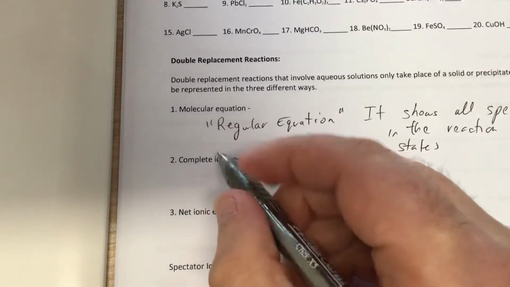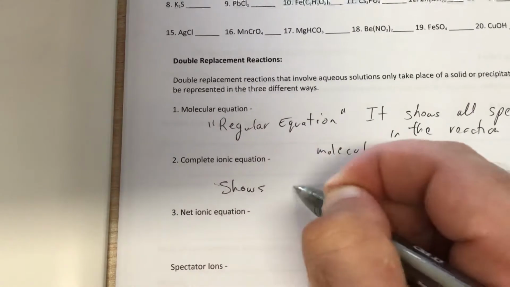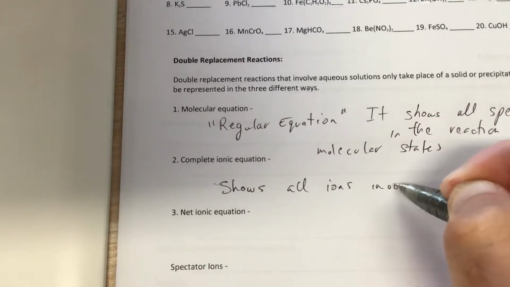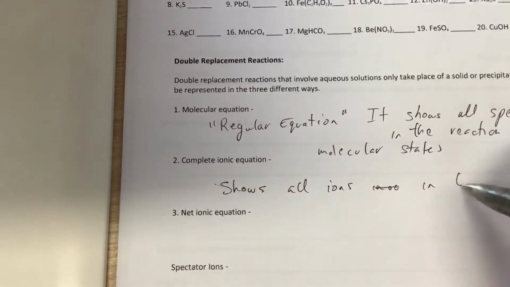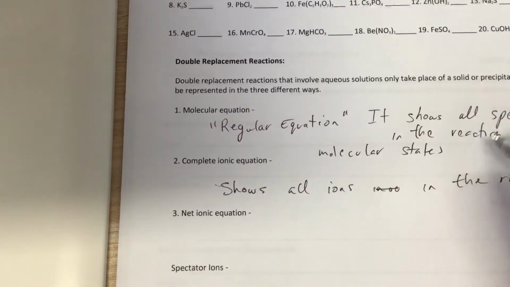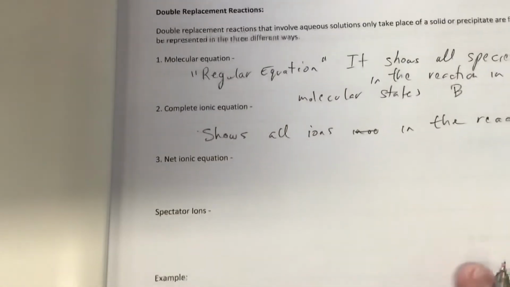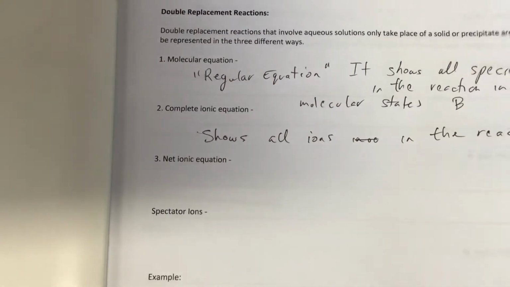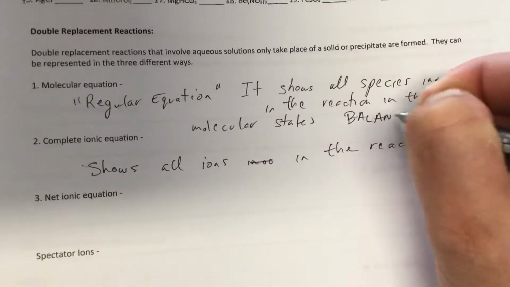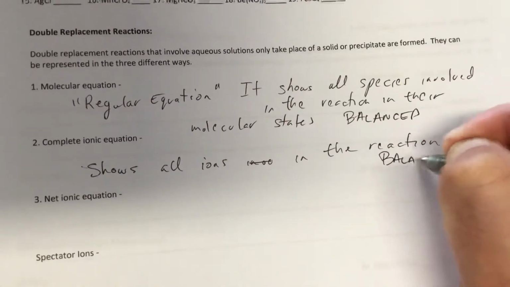Okay. This one, complete ionic equation, shows all ions in the reaction. Remember, all of these need to be balanced. So that one needs to be balanced. This one, you're going to make sure it's balanced too.